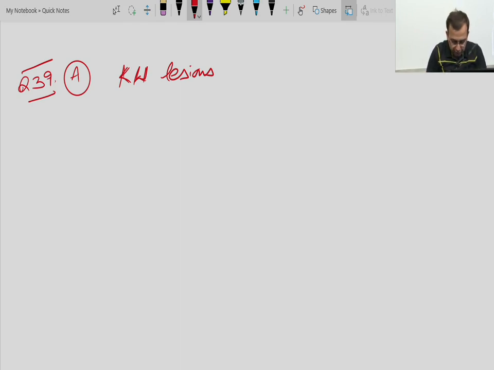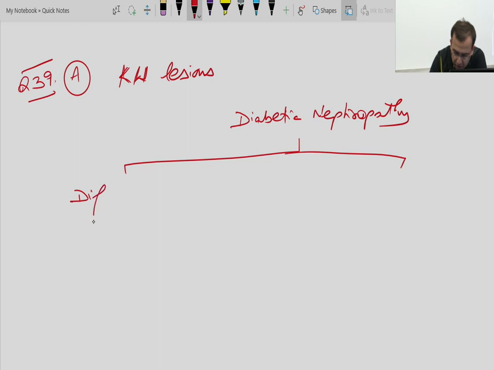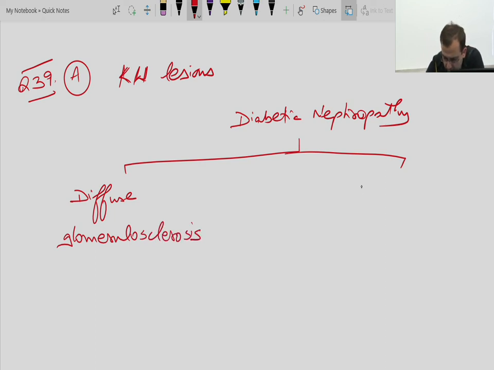First point, before I go further, let us have a look at diabetic nephropathy. First point, in diabetes, I can divide the microscopic changes into two types: diffuse glomerulosclerosis and nodular glomerulosclerosis.